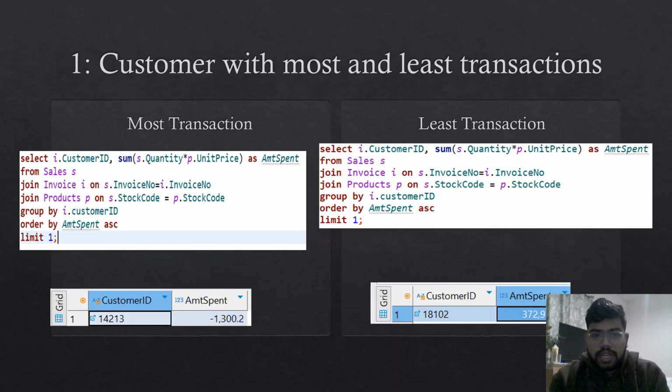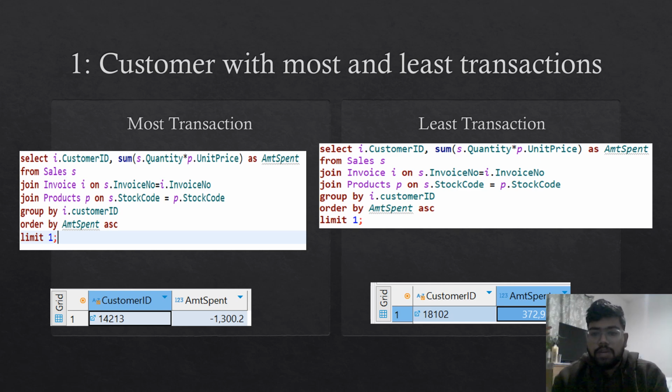And coming to the first query, customer with most and least number of transactions. To get the least number of transactions, we are selecting from the sales table. We are selecting the customer ID from the invoice table, and the sum of quantity from the sales table and unit price from the products table as a sum, because each customer buys a quantity of products, and the quantity is multiplied by the price of the product. And now we are joining the invoice table and sales table using the invoice number as a foreign key. And again we are using the join function. We are joining the products table and sales table.